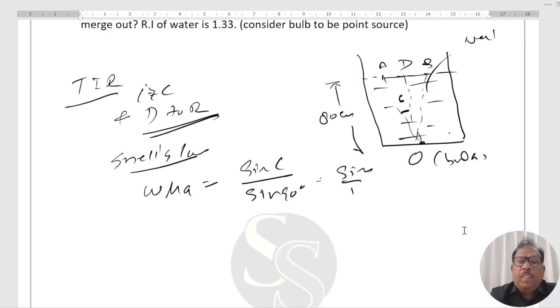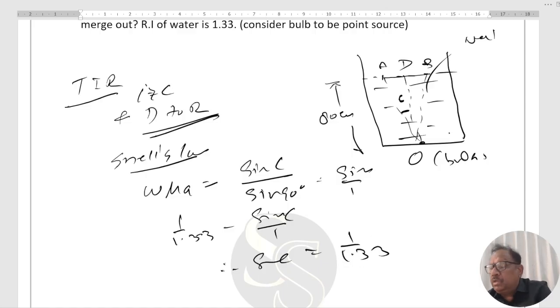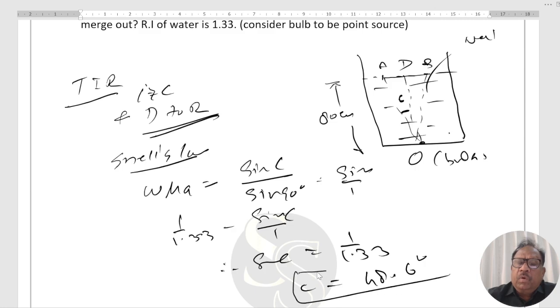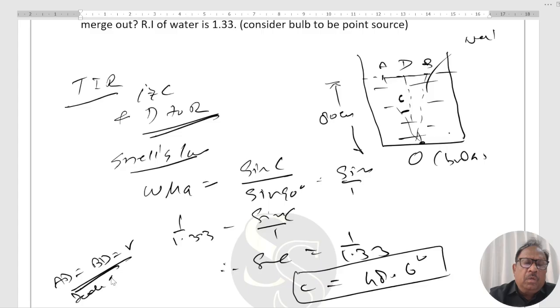So this comes out to be 1 upon 1.33. Therefore, sin C comes out to be 1 upon 1.33. On simplification, C comes out to be 48.6 degrees. Now, we have to find AD equal to BD equal to R, the radius of the disk to be placed over, through which the ray of light will emerge out.